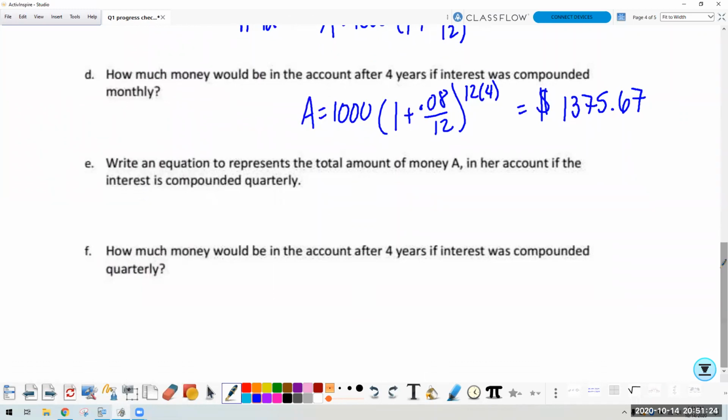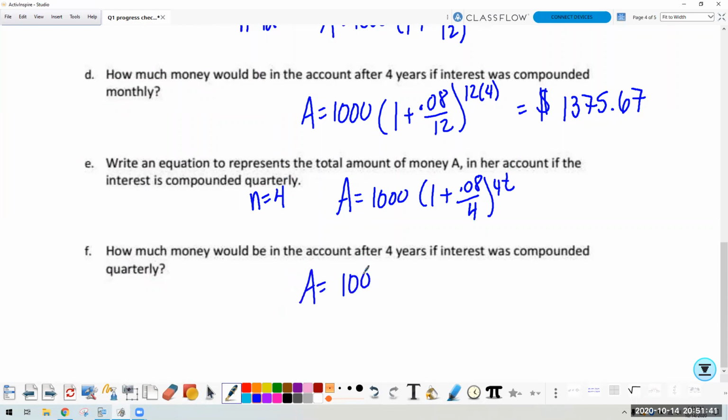Okay, write an equation compounding quarterly. So that's an N of 4. Same interest rate, 8%, but now it's 4 time periods. How much money will she have after 4 years? All right, let's see.